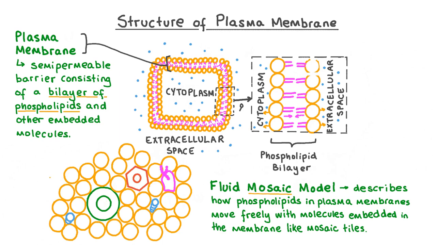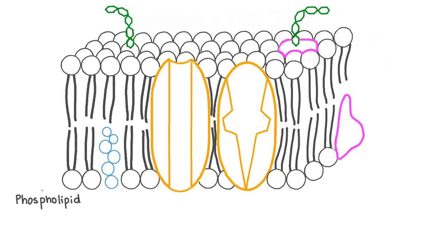You can see some of these molecules in this diagram showing a top-down view of a part of the plasma membrane, but let's have a look at a side view so we can see all of these molecules more clearly. We've changed the colour of the phospholipids in this diagram to black, so we can distinguish them better from the other molecules that are embedded in the phospholipid bilayer.